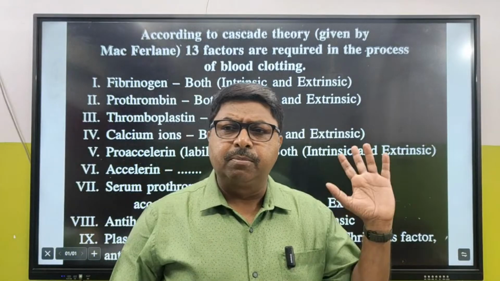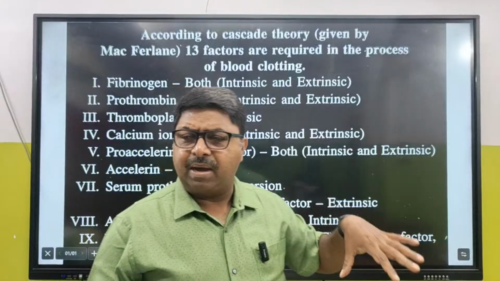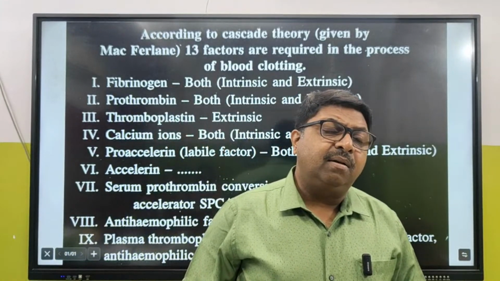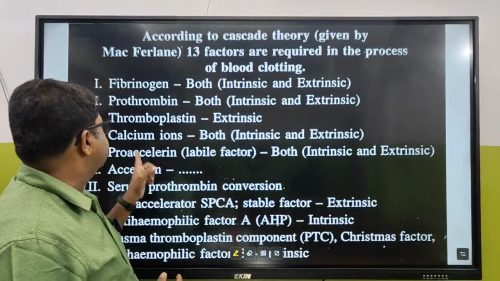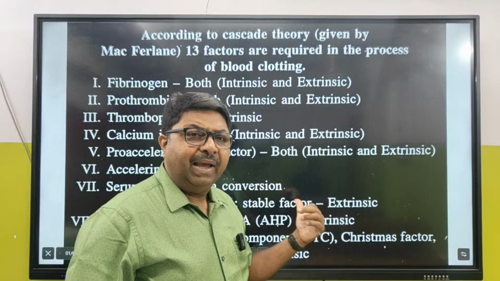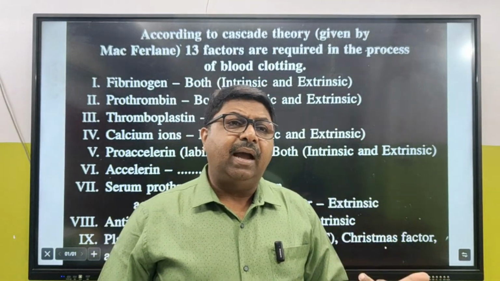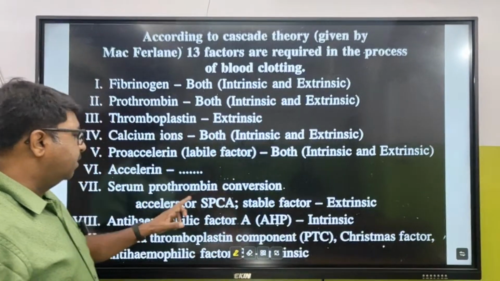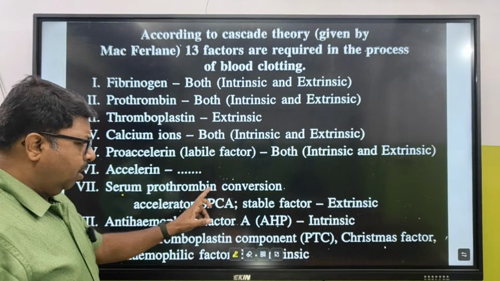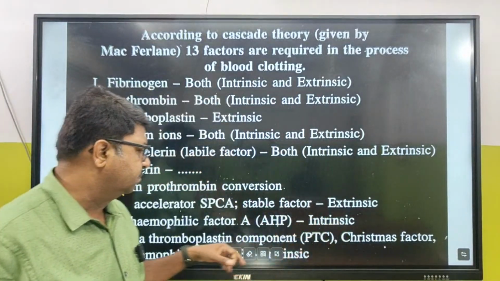That is, the first one is fibrinogen, prothrombin, thromboplastin, calcium ion, proaccelerin, then accelerin. The proaccelerin is also called the labile factor. Then comes SPCA, serum prothrombin conversion accelerator. SPCA is also called the stable factor.